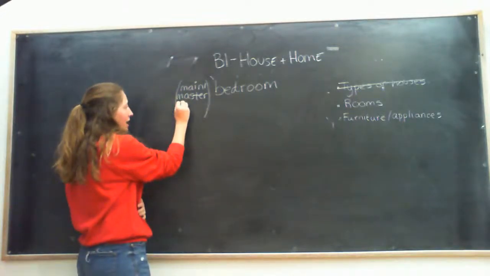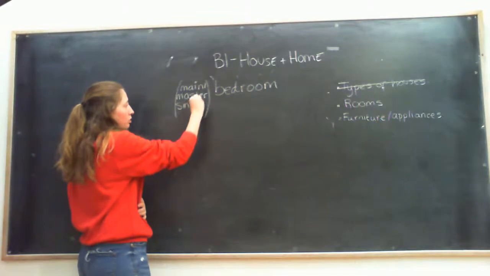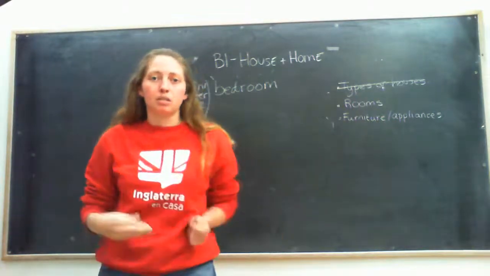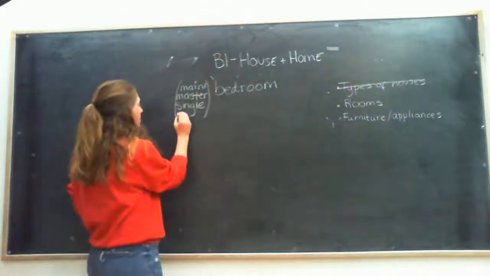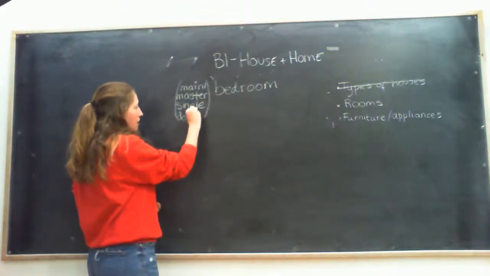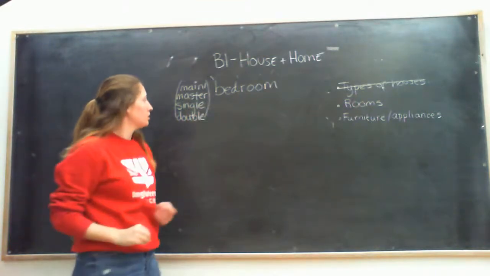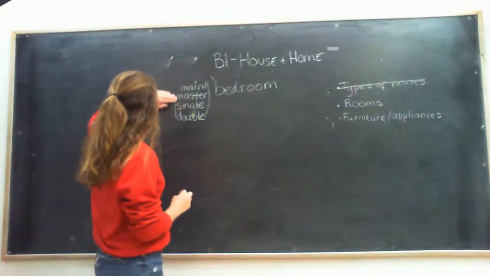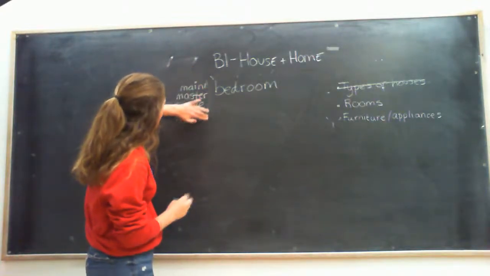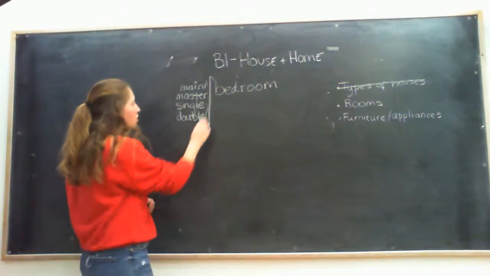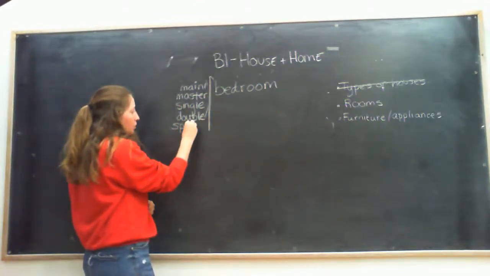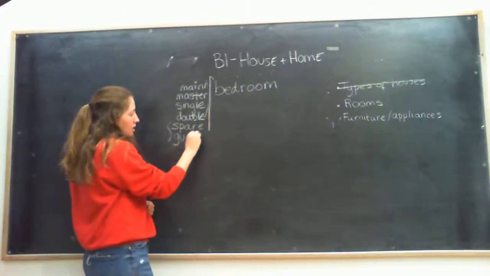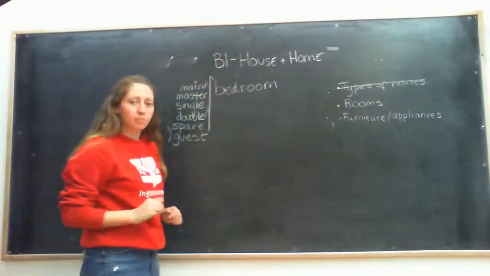You can also have a single bedroom or a single room where you only have one single bed for one person. And similarly, if you have a double bed for 2 people, then you can have a double bedroom. You can also have a spare bedroom, or what we call a guest bedroom.